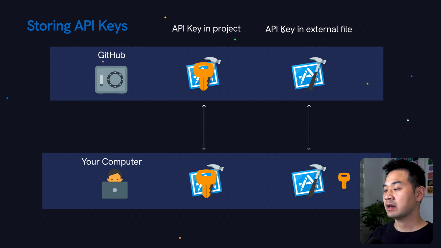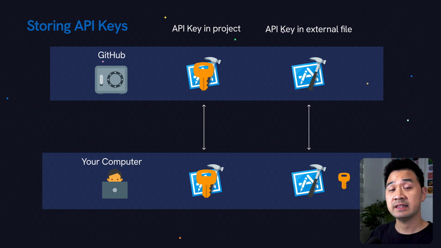Now, one level of sophistication or protection is by putting that API key in an external file. So you do not include it directly in the Xcode project, but it sits in a different file. And then you have your Xcode project read the key from that file. In this way, when you put your project onto GitHub, as you can see in this diagram, the key doesn't go along with it.